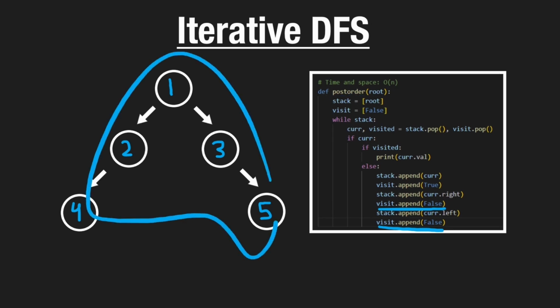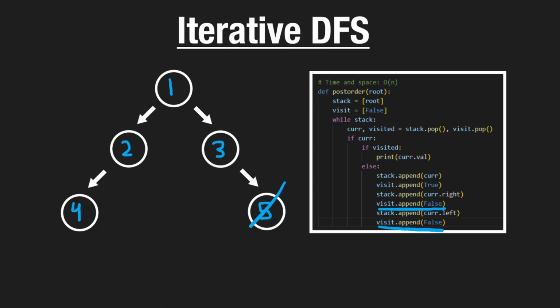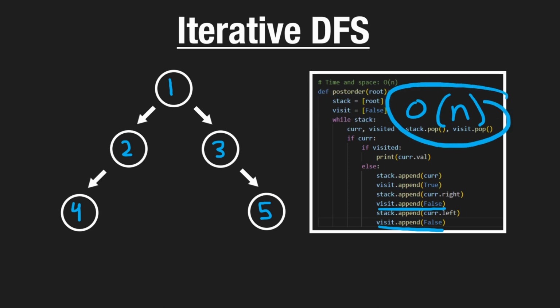Though the time complexity is still the same, yes, we end up pushing and popping each node from the stack twice, but that's still big O of 2 times n, which is linear time complexity. And the space complexity is going to be the same. The height of the tree, which in the worst case could be big O of n, even though, yes, we have 2 stacks, it still reduces to this.